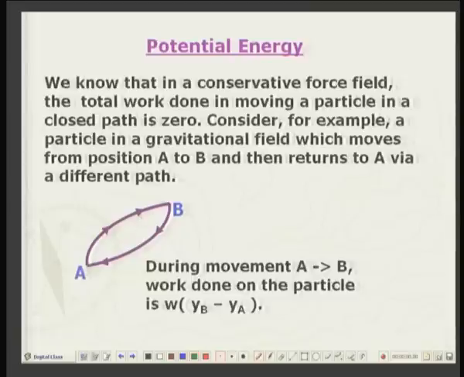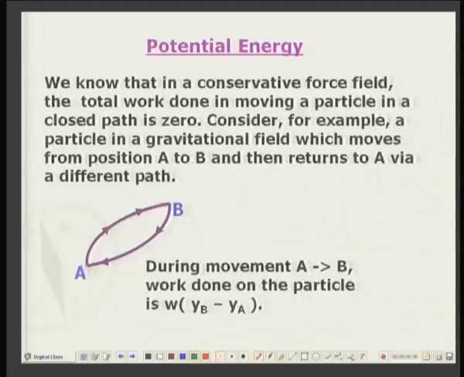And we can put it in a slightly different language, that is, in moving particle A to B, a capacity or capability was imparted to the particle so that it can do the work while going from B to A. So, that capacity to do work of the particle is called the potential energy of the particle. Okay. Well, for example, you can take a gravitational field.